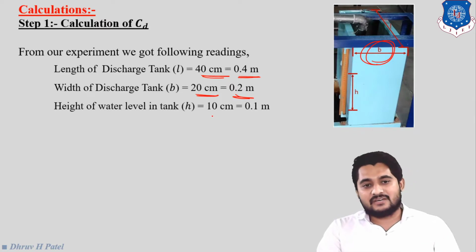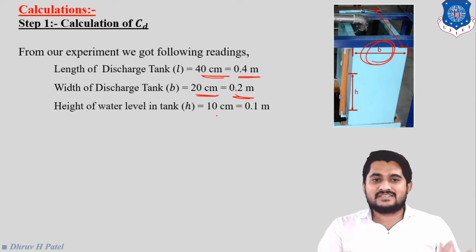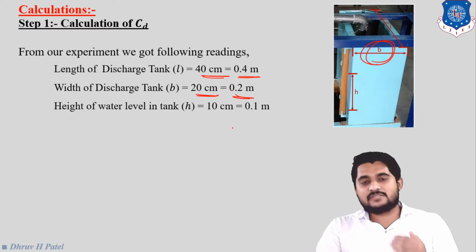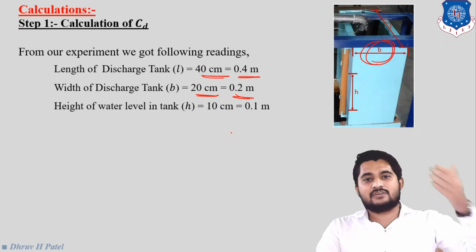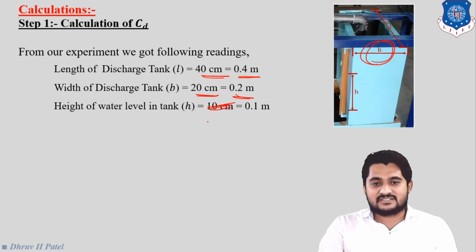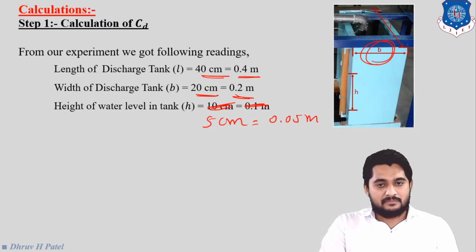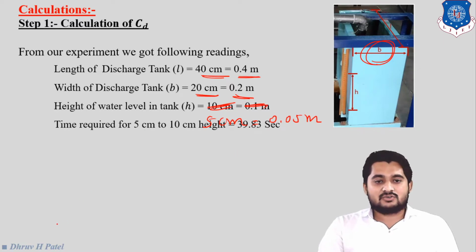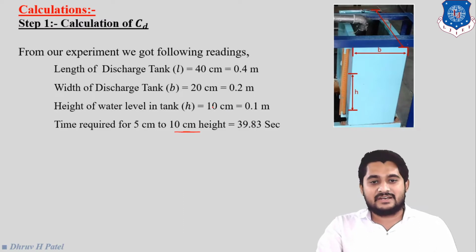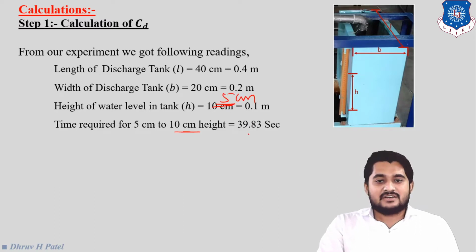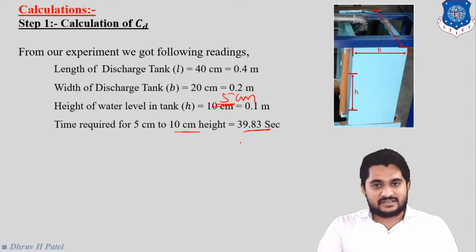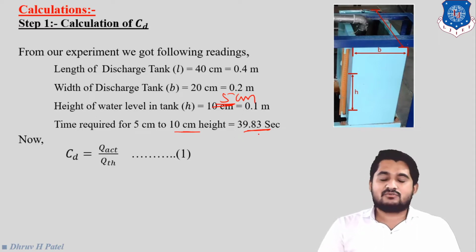Height of the water level in the tank, right? So this is an arbitrary height. We can select any kind of height, right? Okay, so in this practical, we have to select 5 centimeter to 10 centimeter, right? So there is one correction here. This is only 5 centimeter. So our height of the water level will be 0.05 meter, right? Time required to fill the tank from 5 to 10 centimeter, that will be our height, that is 5 centimeter, so 39.83 seconds, right?